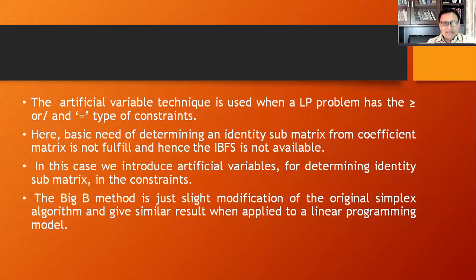So the Big M method is just a modification of the original simplex algorithm, which we know as the general simplex algorithm, and gives similar results when applied to the linear programming method. So there will be some changes when we revise the linear programming by introducing the artificial variable and restructuring the general linear programming model, only some changes will be there.